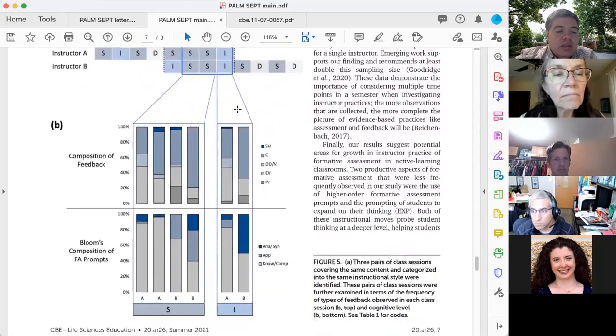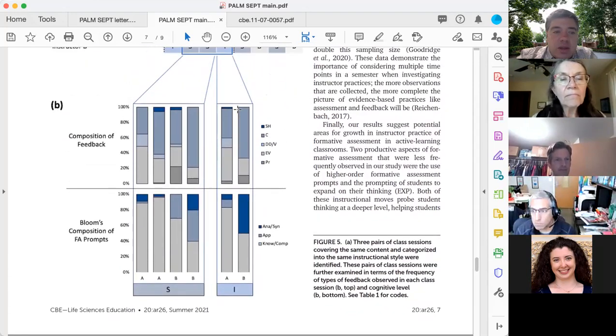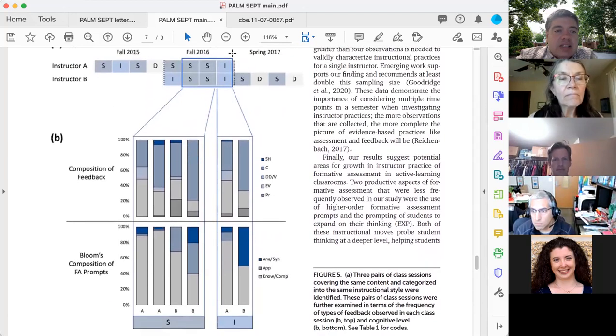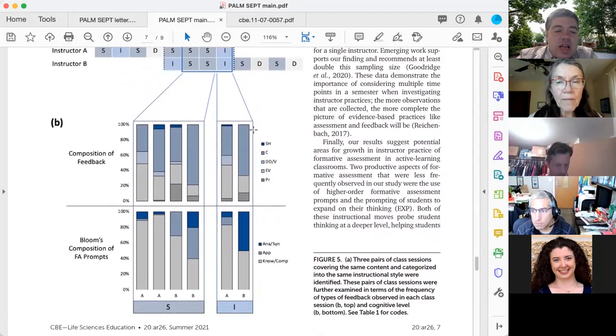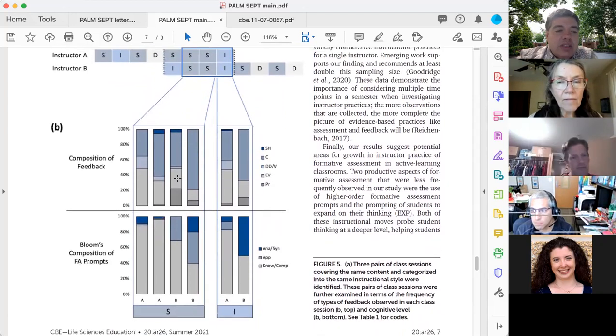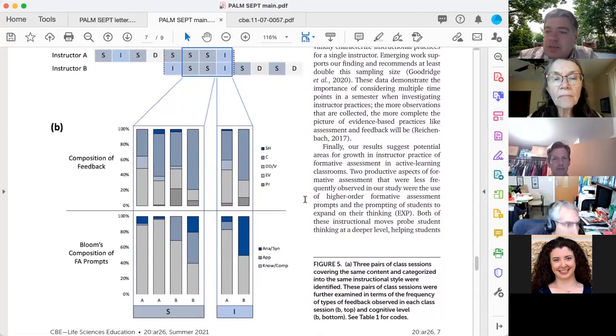And then we look at this in a little more detail down here, looking at specific class sections. These were class sessions done in the same semester under the same classified style, just with the two different instructors, and then examining the composition of the feedback as well as the Bloom's composition of the prompts, and not seeing particular combinations that would indicate COPUS as a predictor, right? Okay.